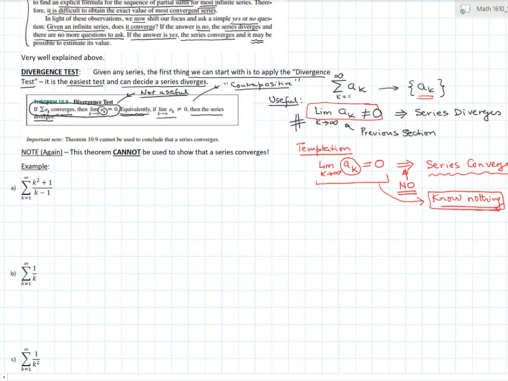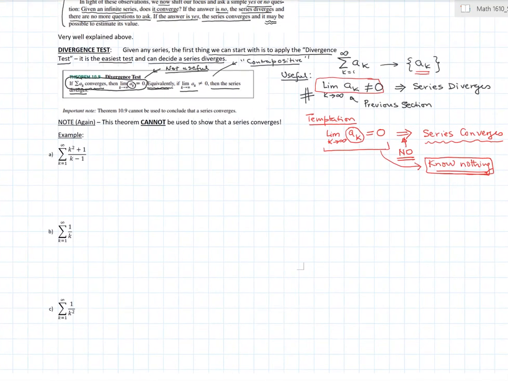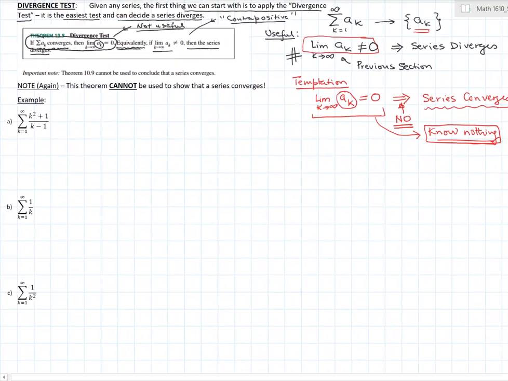Okay, let's look at some examples and make sure we understand how to use this result. So here is my series, the sum of k squared plus 1 over k minus 1. First thing is, let's pull out ak. So ak is k squared plus 1 divided by k minus 1. I'm looking at it as if it's a sequence. Now I have to find the limit as k goes to infinity of this.